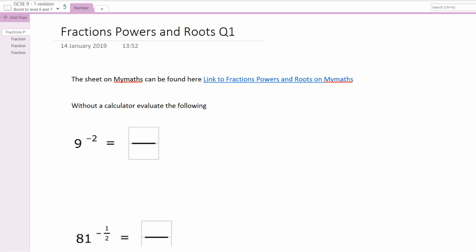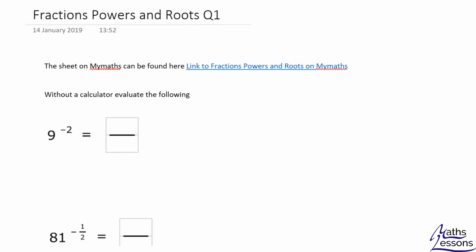We've got this little recording here we're going to be doing on fractions of powers and roots. It's going to be boosting from levels 6 to 7. So in the next half an hour, we're going to be looking at fractional powers and indices.